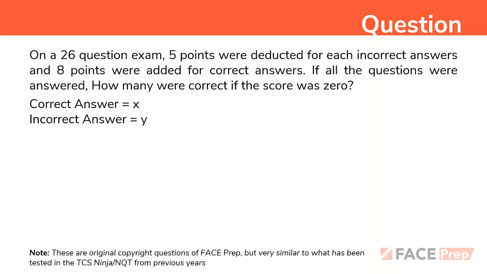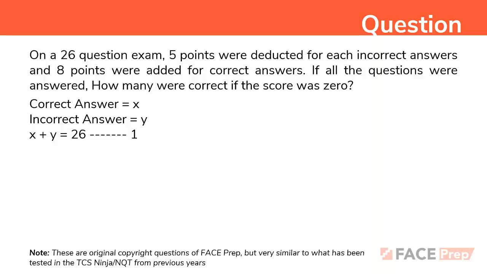Likewise, if X and Y are the correct and incorrect answers respectively, X plus Y is what? 26. Got it. 13 plus 13, that is what I'm saying. It will give me 26. So this is my first equation. But again, we have two variables, so we need two conditions. Another condition is what? If all the questions were answered, how many were correct if the score was 0? The score was 0. Whatever questions I have attempted, I have got 0 marks.